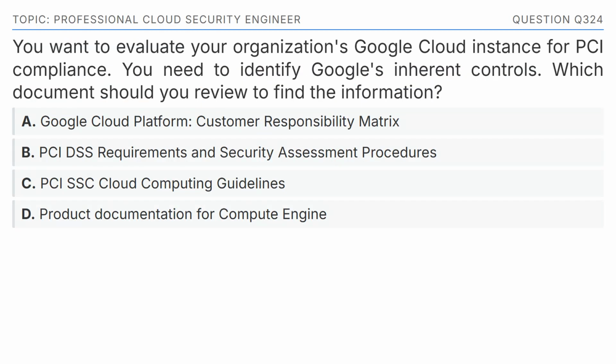You want to evaluate your organization's Google Cloud instance for PCI compliance. You need to identify Google's inherent controls. Which document should you review to find the information? The options are: Option A, Google Cloud Platform, Customer Responsibility Matrix. Option B, PCI DSS Requirements and Security Assessment Procedures. Option C, PCI SSC Cloud Computing Guidelines. Option D, Product Documentation for Compute Engine.